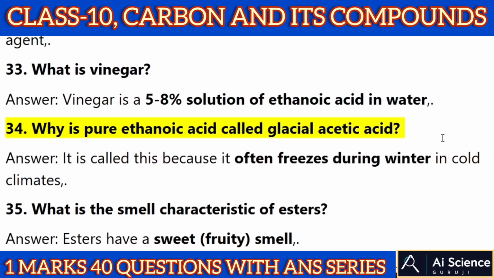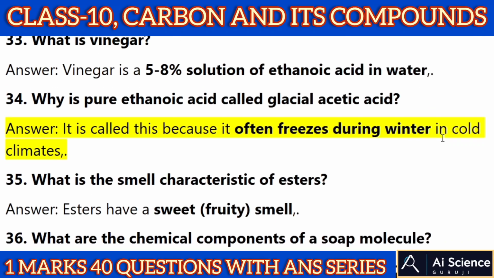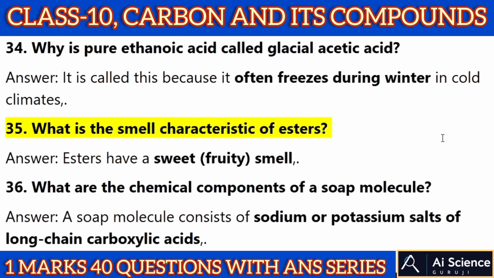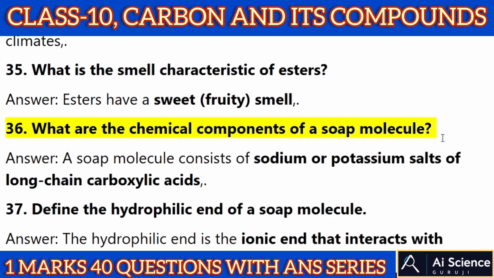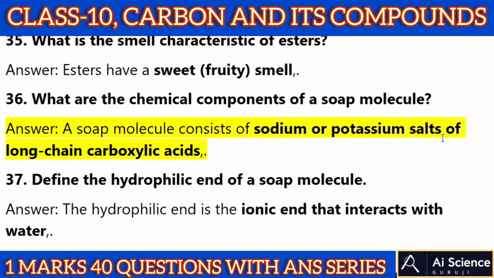34. Why is pure ethanoic acid called glacial acetic acid? Answer. It is called this because it often freezes during winter in cold climates. 35. What is the smell characteristic of esters? Answer. Esters have a sweet, fruity smell. 36. What are the chemical components of a soap molecule? Answer. A soap molecule consists of sodium or potassium salts of long-chain carboxylic acids.